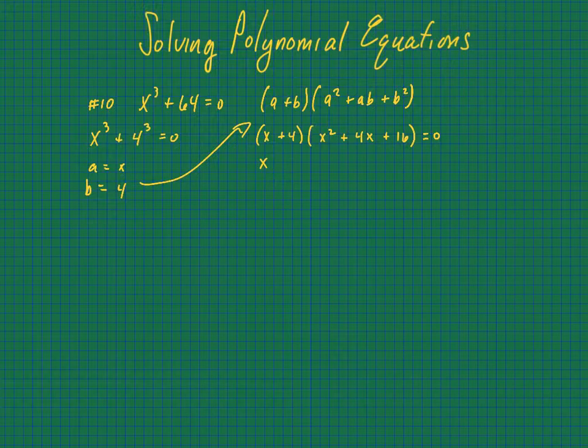We know that we can go ahead and do the zero product property. And then we have x equals negative 4. That's one of our solutions, x equals negative 4. And then we have a quadratic.